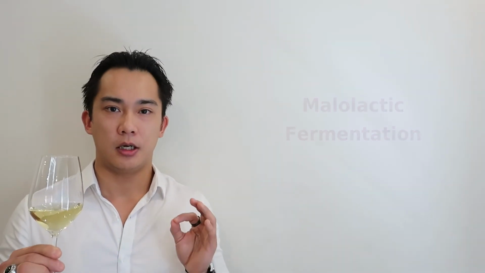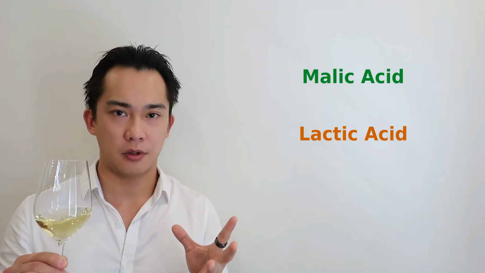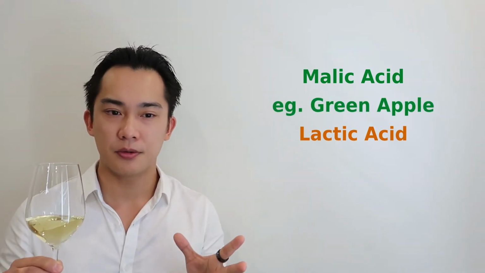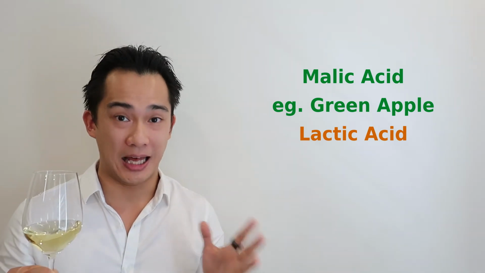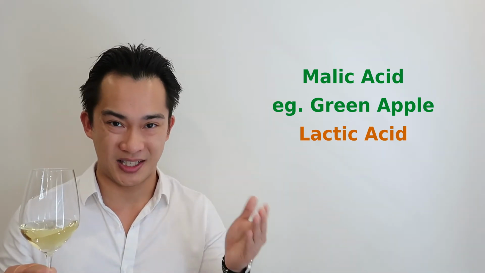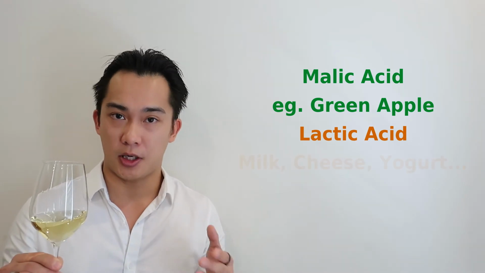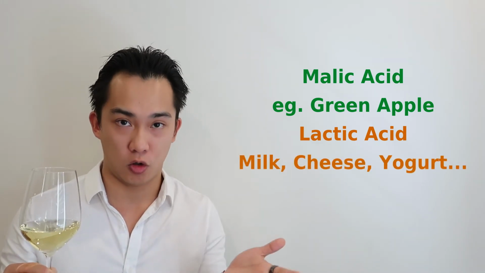Now let's talk about malolactic fermentation. This is relating to two types of acids, malic and lactic acid. Malic acid has a sharper flavor, think about green apples or lemons. Then you've got lactic acid, which is much softer. Think of lactose and what products contain lactose. Dairy products like milk, cheese, yogurt, and cream.